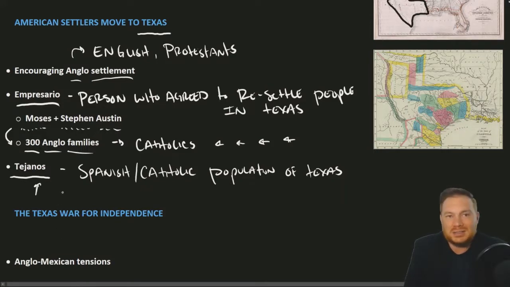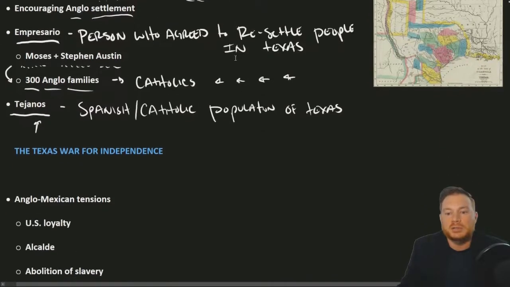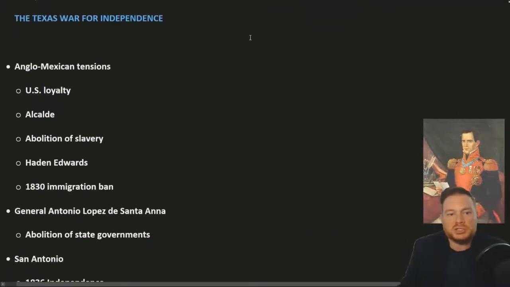So by 1835 or so, there were more English-speaking Protestants in Texas than any other demographic group. And this ended up creating some tensions between the Anglo population and the Mexican government. First and foremost, there was the fact that most Anglos were still loyal to the US government rather than the Mexican government. There was also the problem of the legal system for many Anglo settlers.